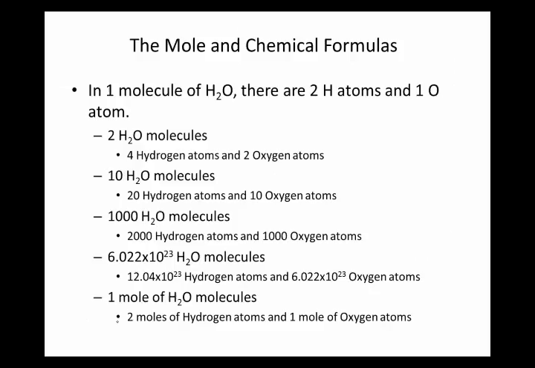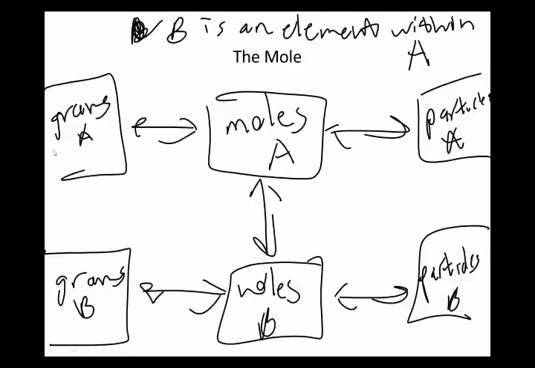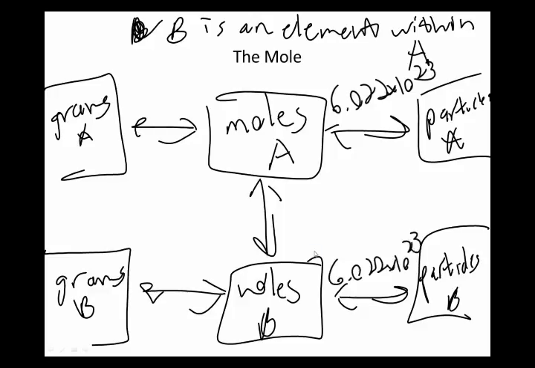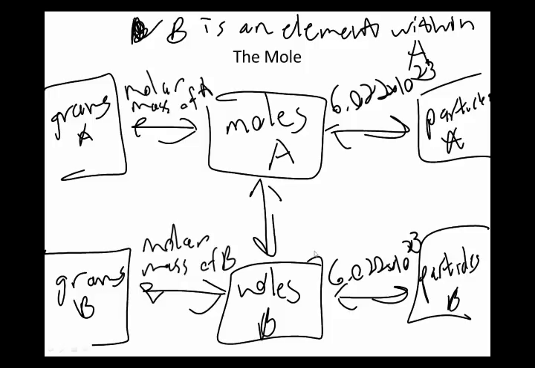So there it is. We have this little diagram. If you get stuck, if you can remember this diagram and draw it, you can put the pieces together. Now, between particles and moles is Avogadro's number, 6.022 times 10 to the 23rd. The relationship between grams and moles is the molar mass of A, and here is the molar mass of B. And then here is the ratio from formulas that we've seen.